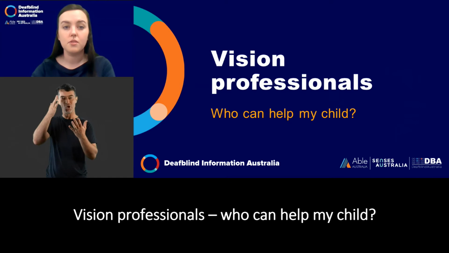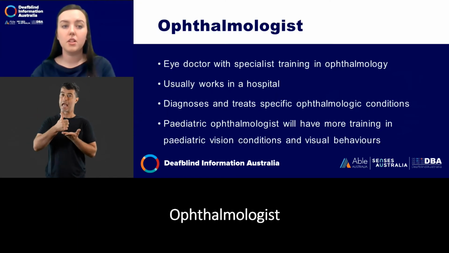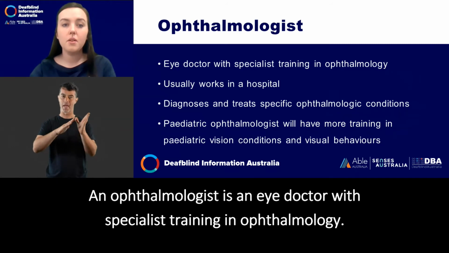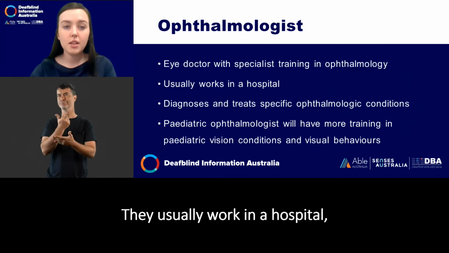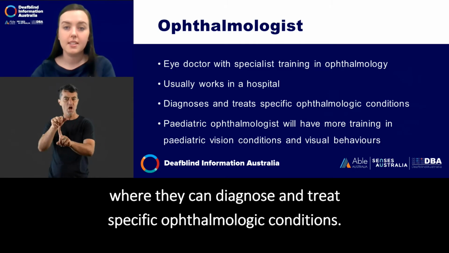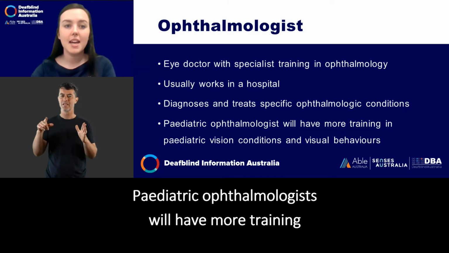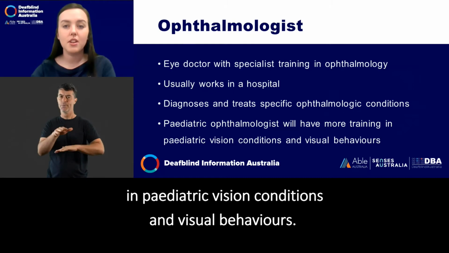Vision professionals. Who can help my child? Ophthalmologist. An ophthalmologist is an eye doctor with specialist training in ophthalmology. They usually work in a hospital where they can diagnose and treat specific ophthalmologic conditions. Pediatric ophthalmologists will have more training in pediatric vision conditions and visual behaviours.